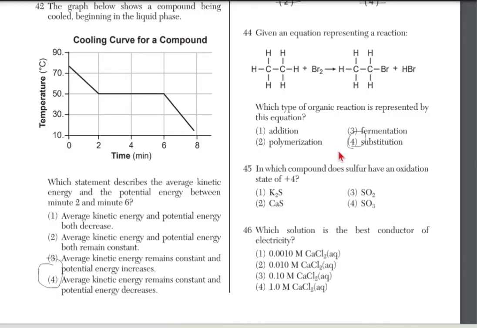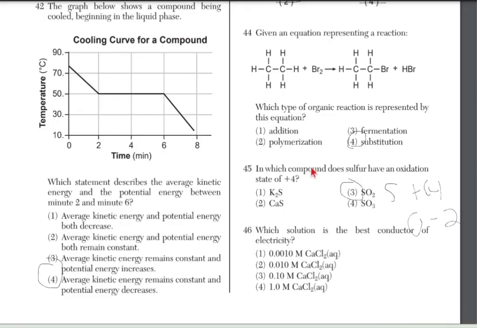In which compound does sulfur have an oxidation state of +4? In order to do this problem, you can use the crisscross rule. So S +4 and O -2, and then after crisscrossing, it's S2O4. But the empirical formula simplifying S2O4 is SO2, so the answer is 3.